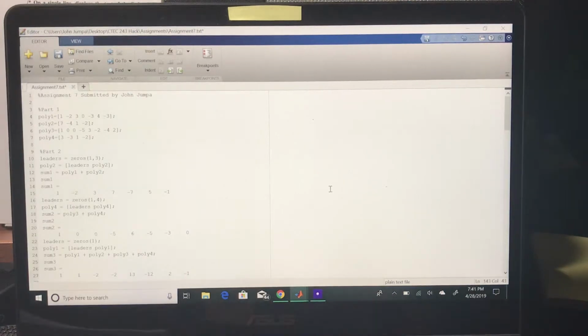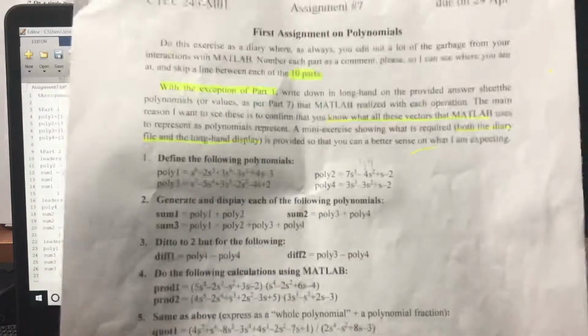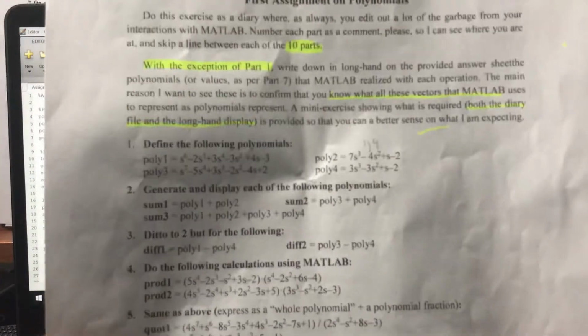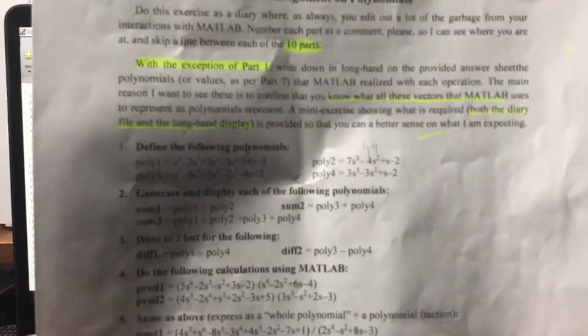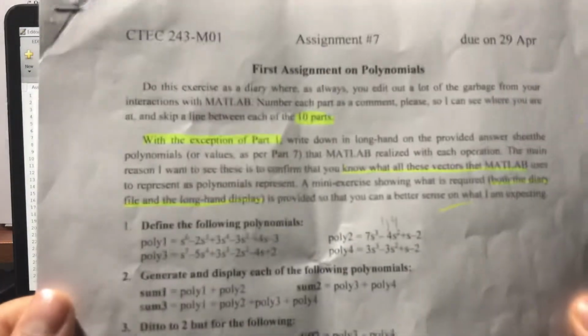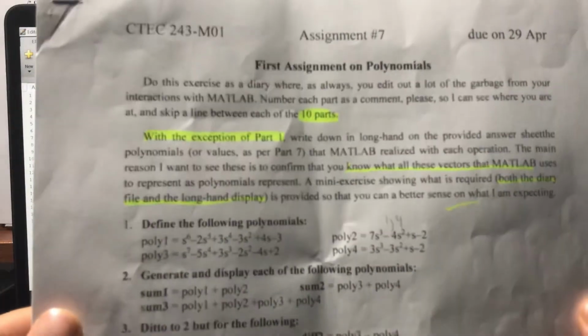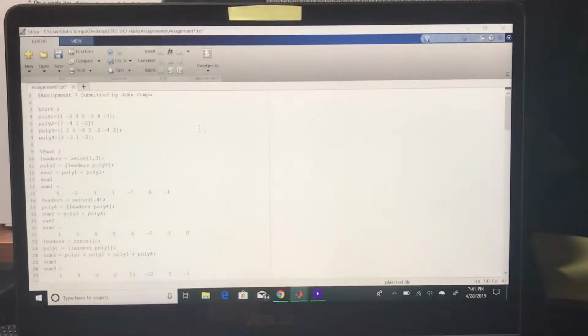So part 1. Part 1 is asking to define the following polynomials. Poly 1, you have here that polynomial. Poly 2, you have another one. Poly 3, poly 4. Simple stuff you're supposed to do in the diary. You're not supposed to straight up write polynomials as s to the 6 minus 2 times s to the 5th. No. What you want is to write it like this: poly equals bracket 1 minus 2.